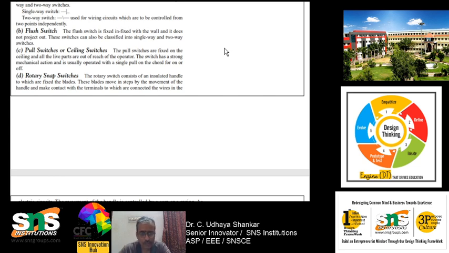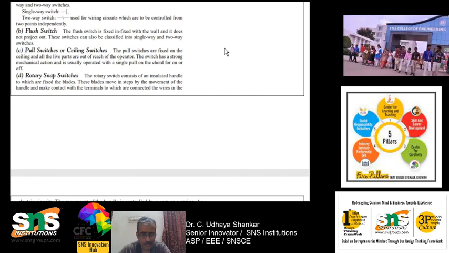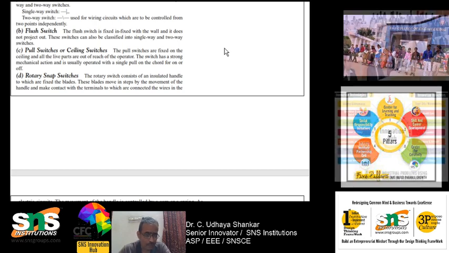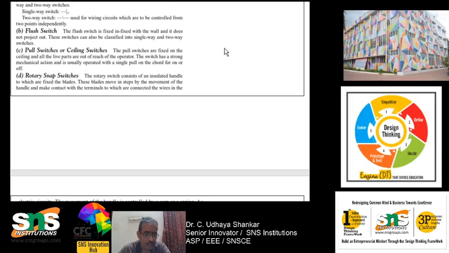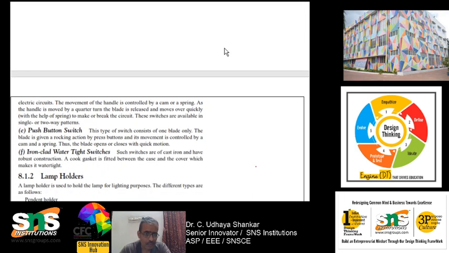So what do you mean by rotary snap switches? The rotary switch consists of an insulated handle to which some fixed blades are attached. These blades move in steps by moving the handle, and they make contact with the terminals which are connected to the wires.